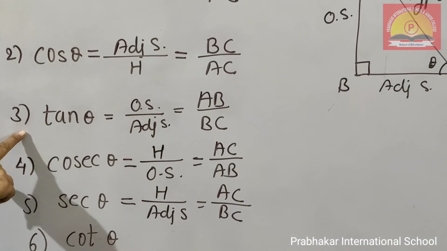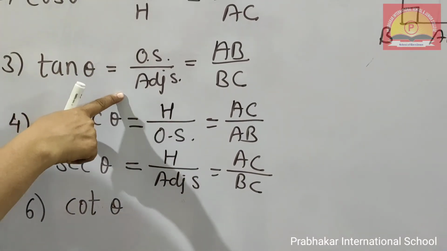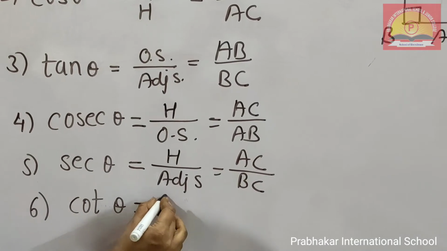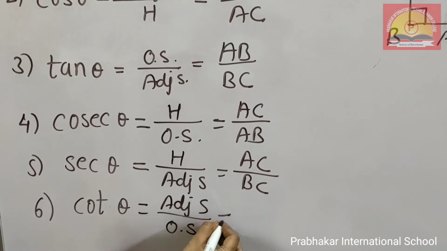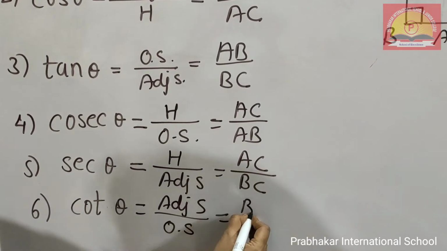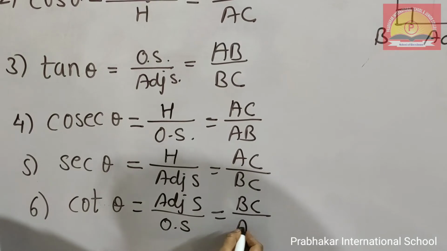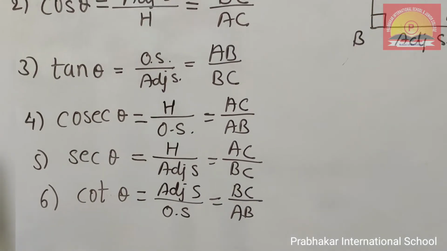Cot theta is the inverse of tan theta. Tan theta formula we have is opposite side upon adjacent side. So for cot theta we will take adjacent side upon opposite side. So cot theta equals, which is the adjacent side? BC, and the opposite side is AB. So like that you can find out the 6 ratios of trigonometry.